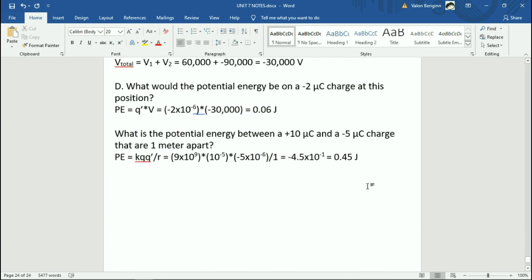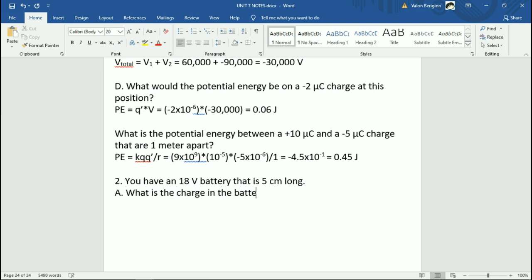And you could have a question that's sort of an opposite. So here's a second question. You have an 18 volt battery that is, I don't know how long those batteries are, 5 centimeters long. First question: what is the charge in the battery? This comes from V equals KQ over R. We know what V is, we know what K is, and we know what R is, which in this case is the 5 centimeters. So we can solve for Q.